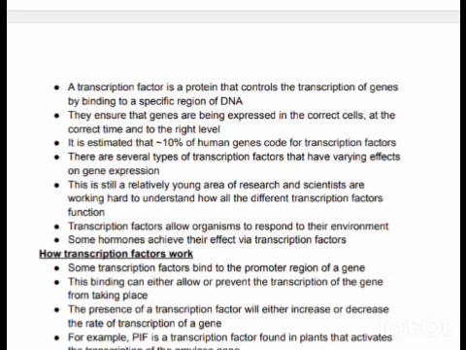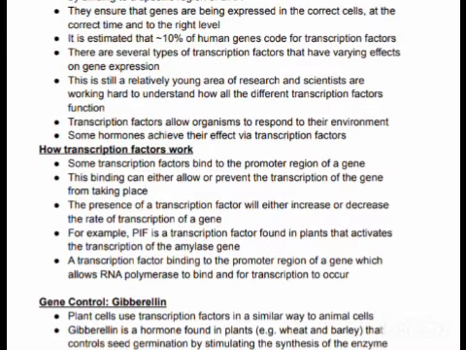There are several types of transcription factors that have varying effects on gene expression. This is still a relatively young area of research and scientists are working hard to understand how all the different transcription factors function. But basically, transcription factors allow organisms to respond to the environment. They also help some hormones achieve their effect. They work by binding to the promoter region. This binding can either allow or prevent the transcription of the gene from taking place, so their presence will either increase or decrease the rate of transcription.